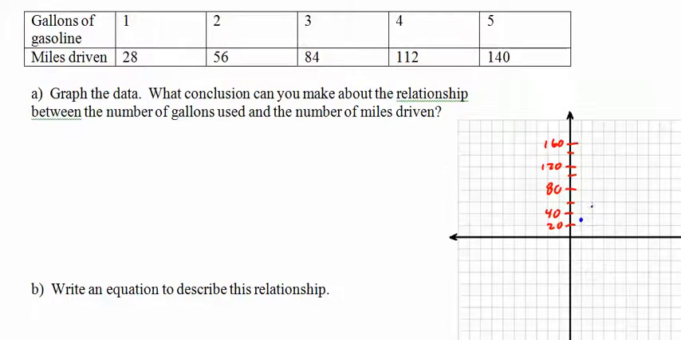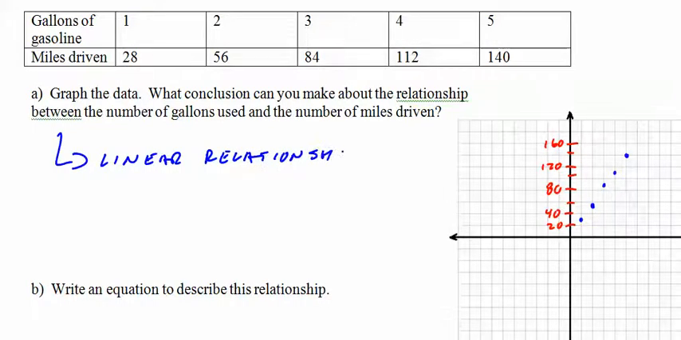2, he gets 56. 3, he gets 84. 4, he gets 112. Gotta be careful on that one. 4, he gets 112. Yeah, right about there. 5, he gets 140. Now, I can put a line through that. It's continuous. Gasoline is, molecules are burning basically. But I can just say this is a linear relationship. Nothing earth-shattering there.